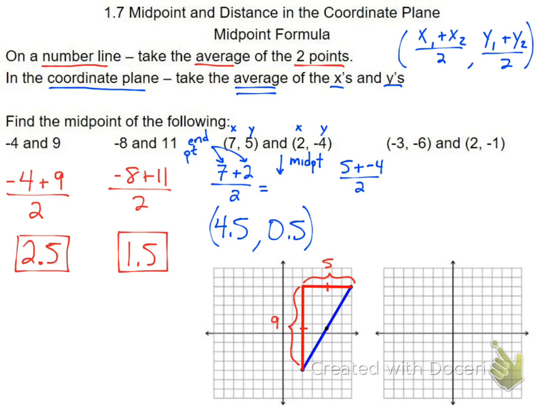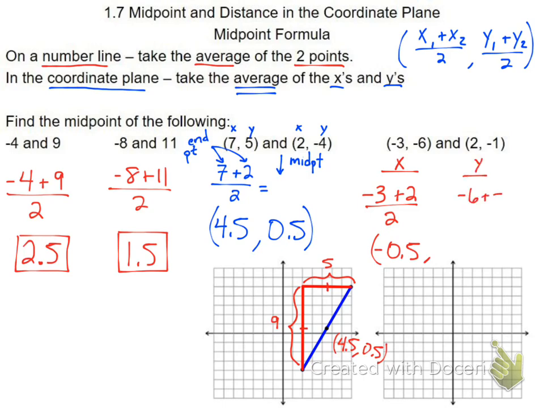And again, that's the same as I had there, the ordered pair 4.5, 0.5. So just kind of two different ways of doing it. One's graphically, and then one is by using our formula. So with the second one, same thing. For my x's, again, I'm going to go negative 3 plus 2 divided by 2. That gives me negative 0.5. And then for my y's, I have negative 6 plus negative 1 divided by 2 gives me negative 3.5.